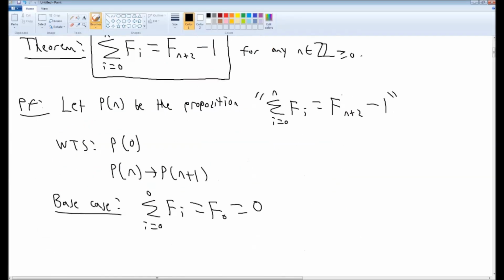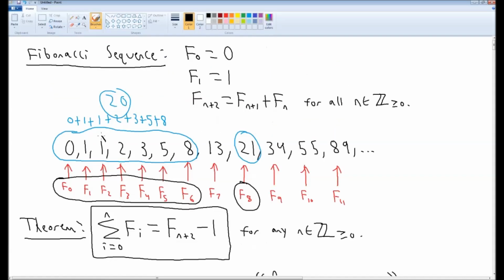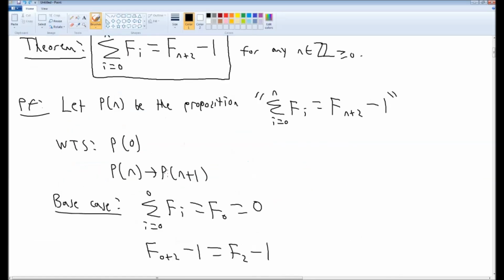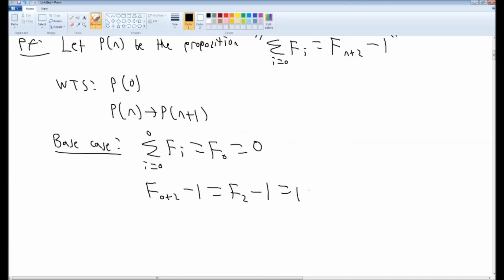But now what about this guy? This comes out to be f of 0 plus 2 minus 1. F of 0 plus 2, so we get f2 minus 1. Now what's f of 2? It's just this guy, 1. So you get 1 minus 1. And hey, look, it's 0. So these are both equal to 0, which means these guys are the same. So we see that P of 0 has to be true.